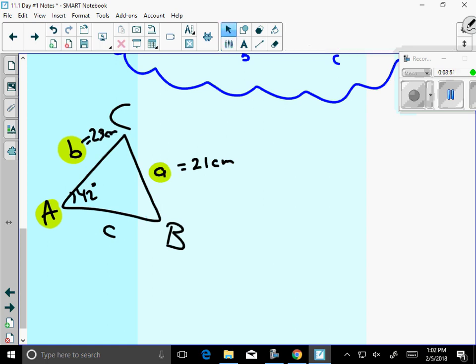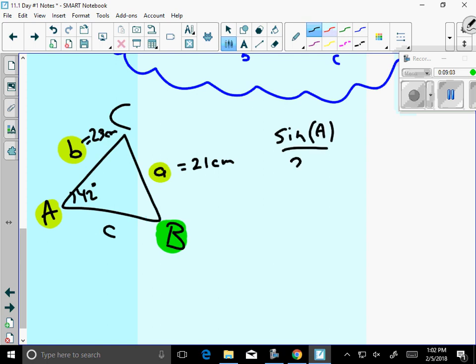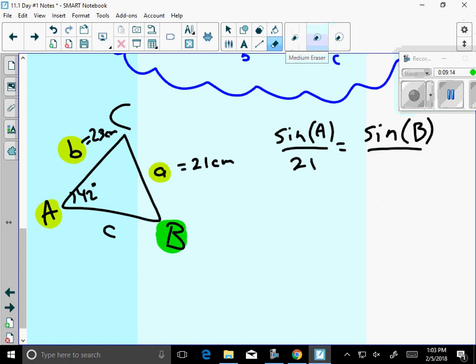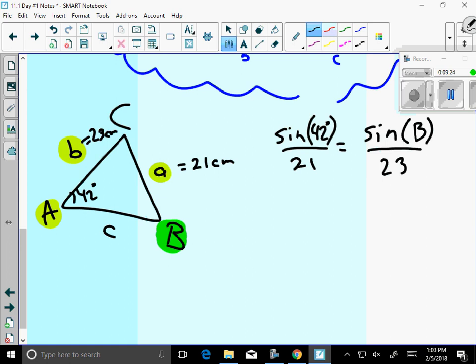Is there a way that I could target and solve for angle B? Yeah, it's using law of sines. Sine of A over A equals sine of B, I don't know B, over B. Okay, and what are angle A and side B? Oh, I know them. But if I don't know them in some certain scenario, I'm going to have issues. 42 and 23. Check that out. I only have one variable.